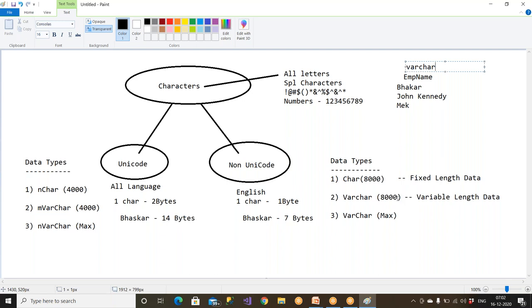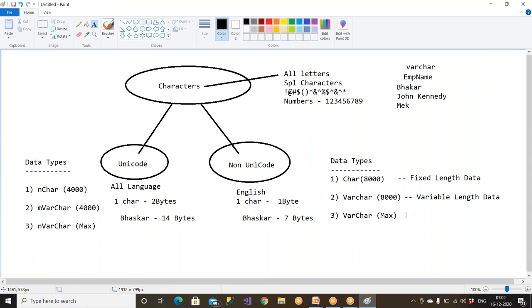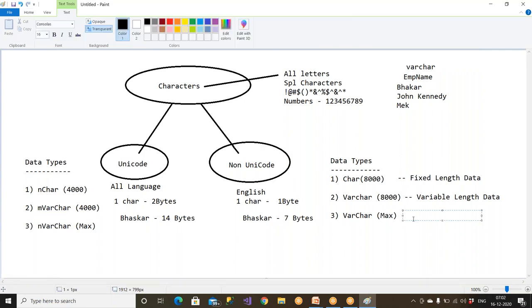However, sometimes the data may come with more than 8,000 bytes. That is where varchar max comes in. Up to max does not mean unlimited data. There is a limitation of up to 2 GB of data.